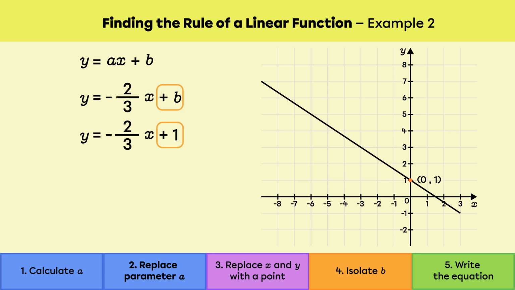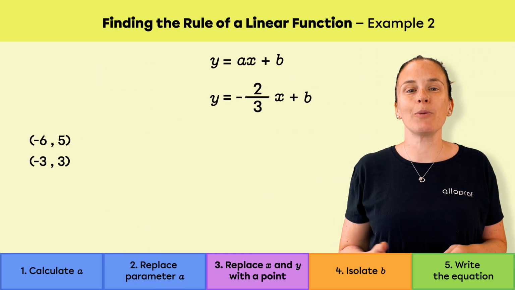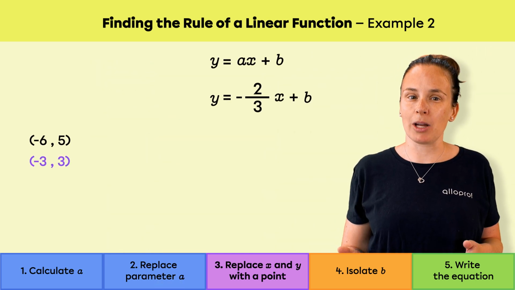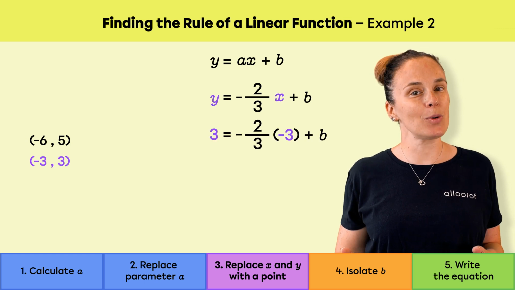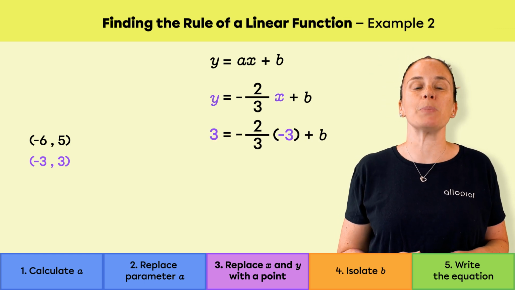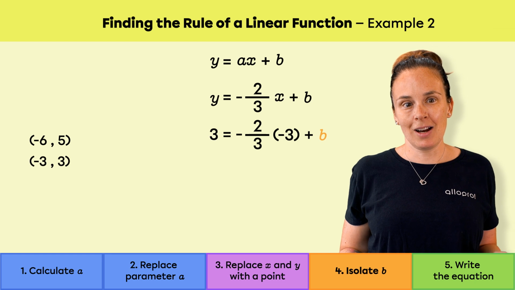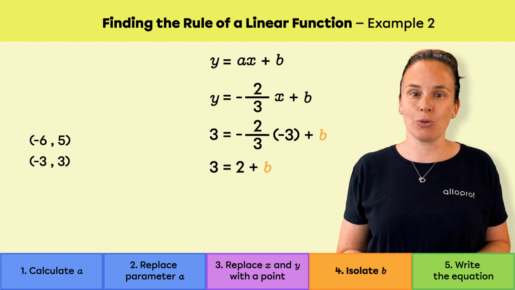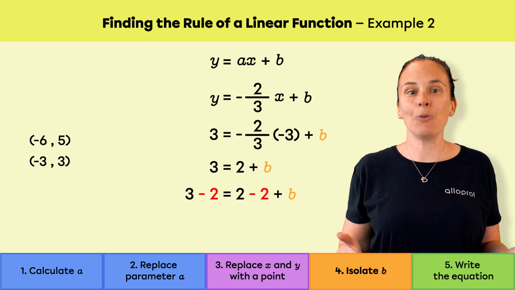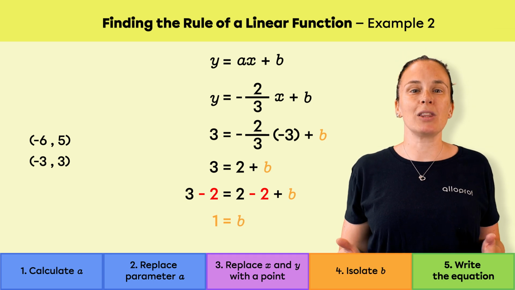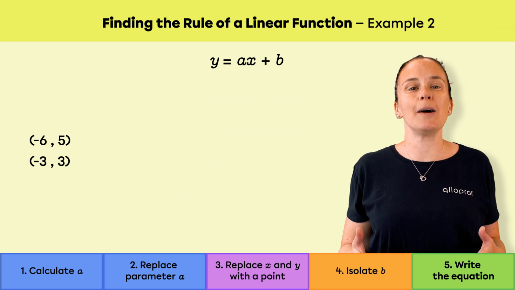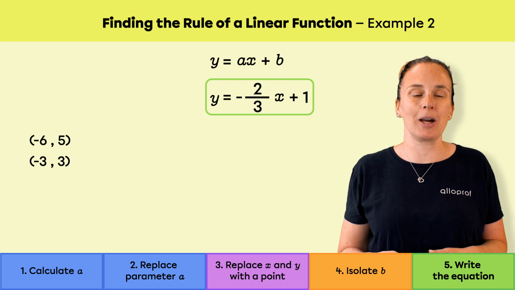On the other hand, if you didn't notice this point initially, or if it didn't seem to land exactly on a point, that's okay. You can also find b in the same way as the first example. Let's try doing it this way too. Replace x and y with a point. Let's take -3, 3. The rule becomes 3 equals -2/3 times -3 plus b. So we isolate b. -2/3 times -3 equals 2. Solve the equation, and we get b equals 1. By replacing a with -2/3 and b with 1, the rule becomes y equals -2/3 x plus 1.